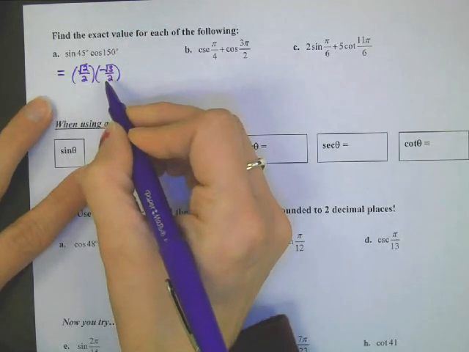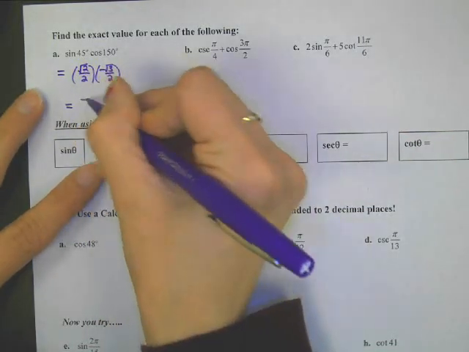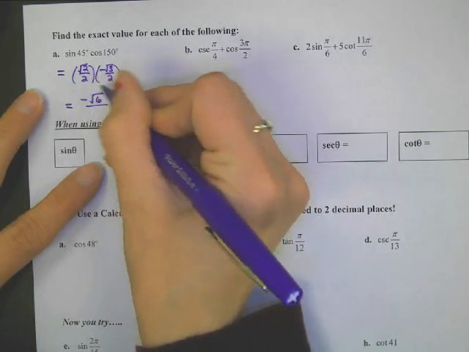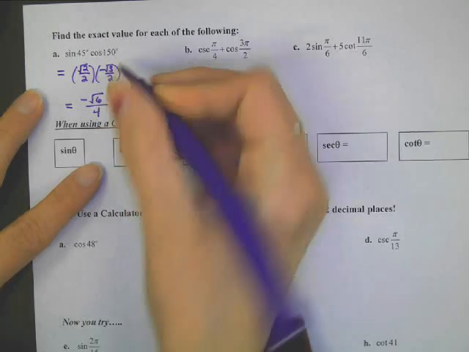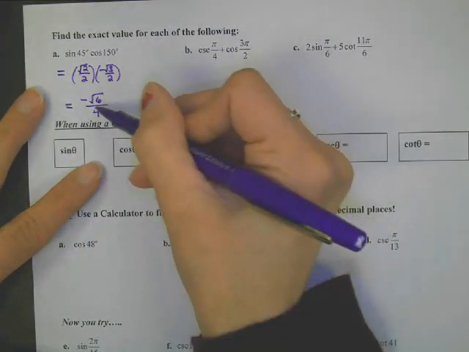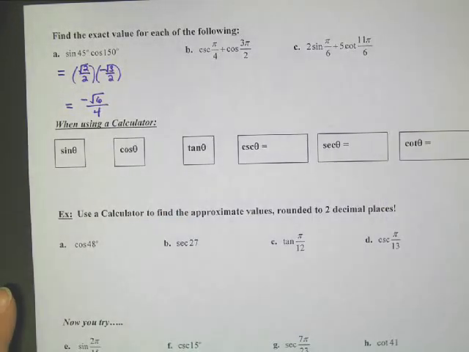And how do you multiply fractions? You multiply the two numerators together to get negative radical 6. And the denominator would be a 4. Okay? This is not making common denominators. This is multiplying the two fractions. That 6 cannot be reduced. You can't cancel a radical number with a plain number, and so that's it.